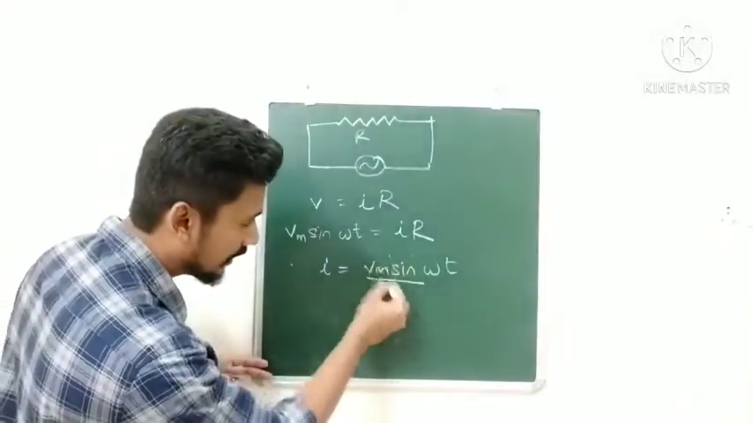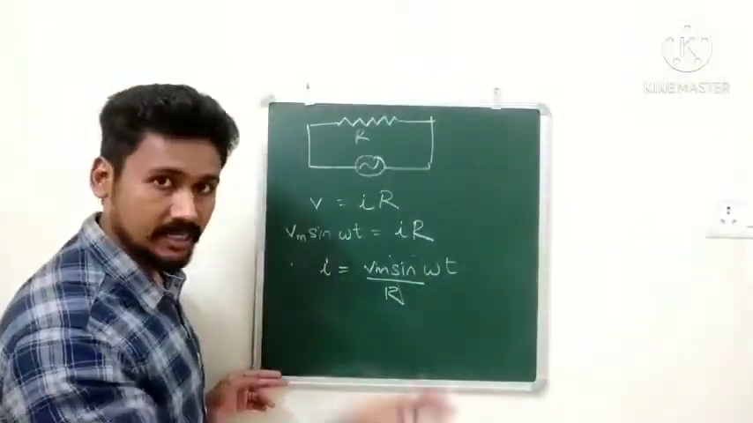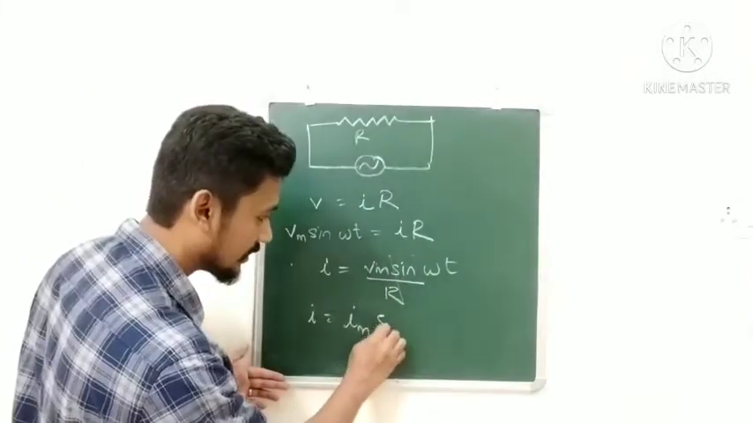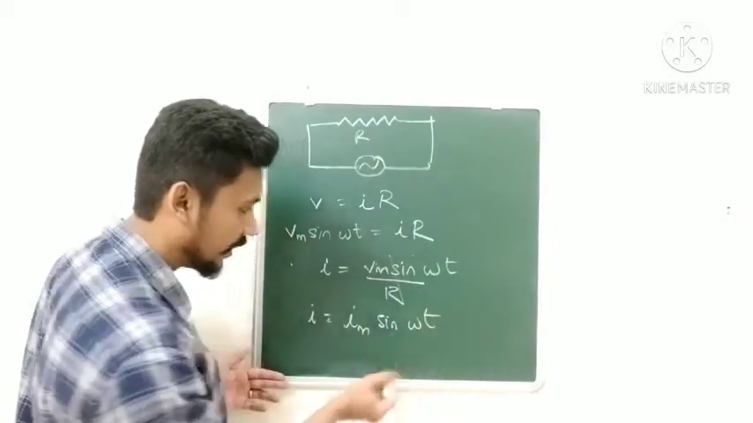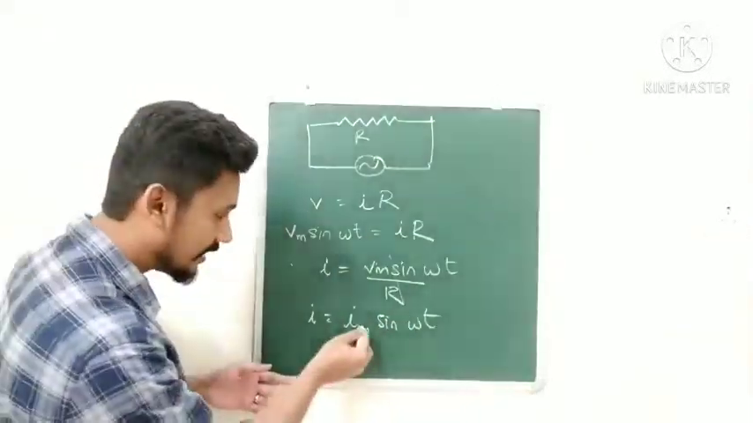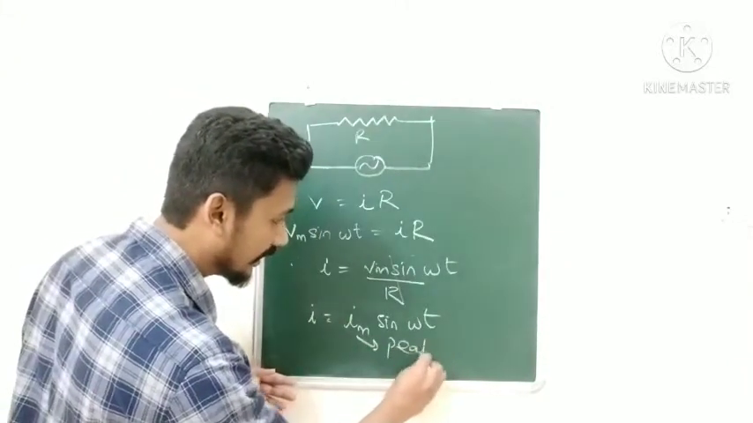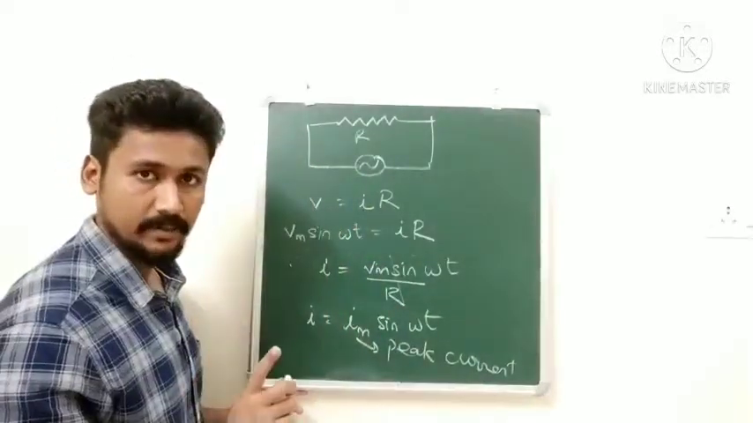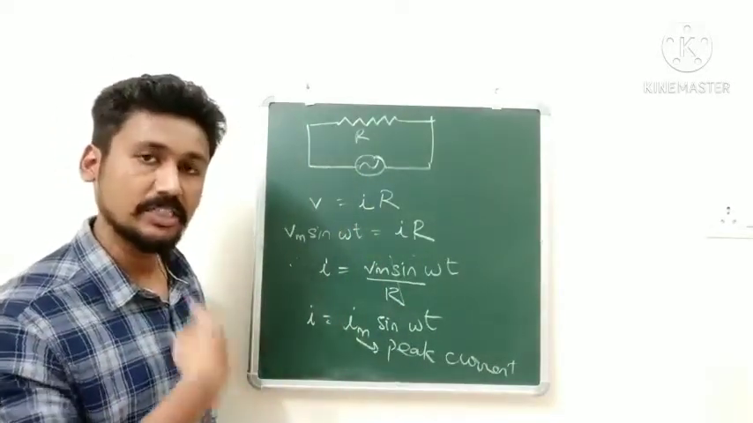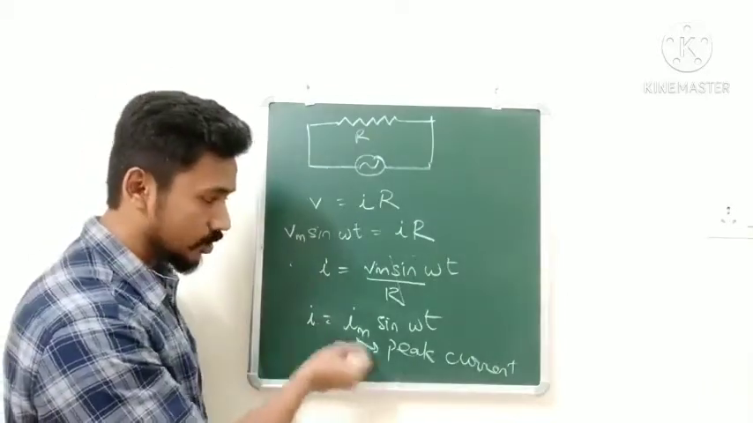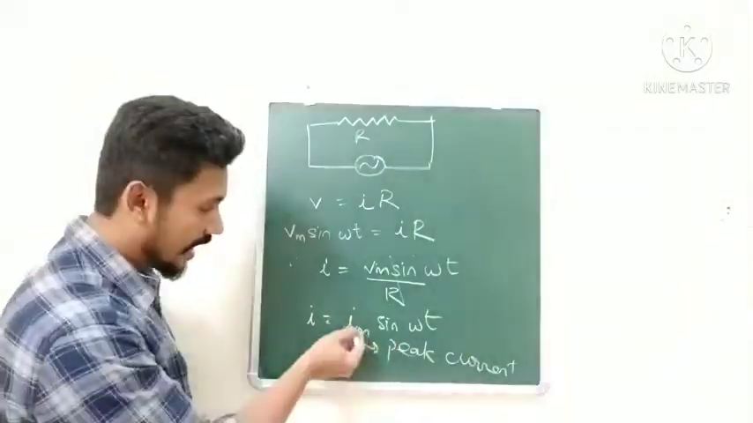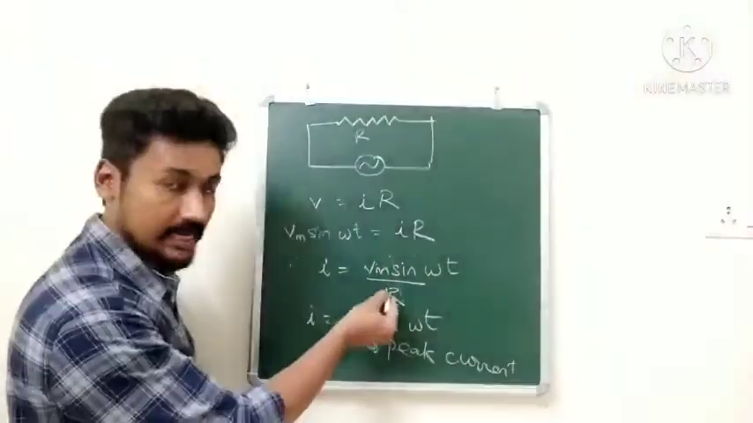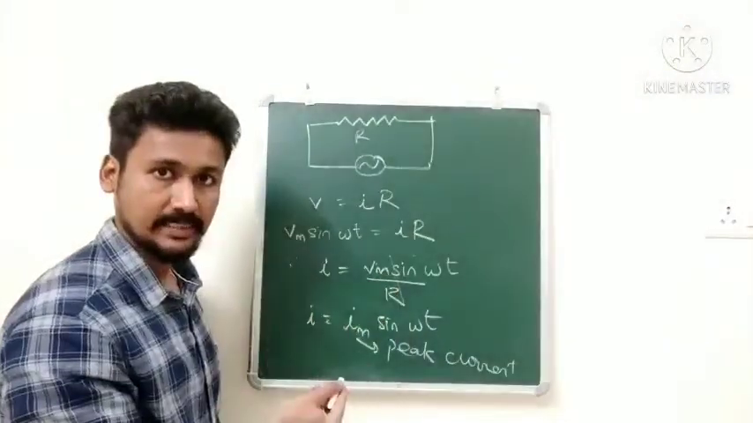So this term, that is Vm upon R, we can represent by another constant, and that is I is equal to Im sine of omega t. What is this Im? As you would have guessed, this Im is nothing but the peak current, the maximum value of the current that will go in this circuit. So just like voltage is a function of sine, similarly we get current also as a function of sine, with Im being the peak current. And how much is Im? Im is equal to Vm upon R, the peak voltage upon the resistance.